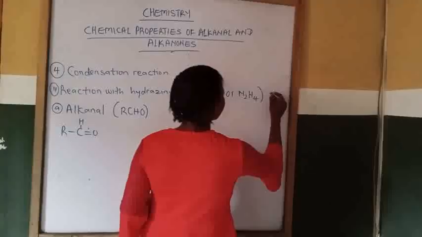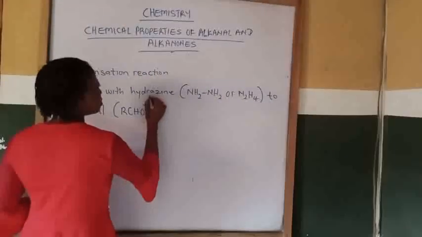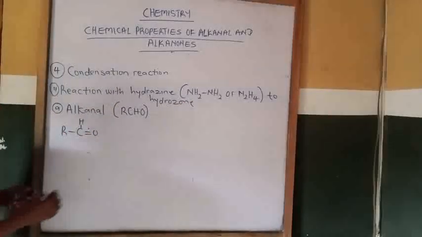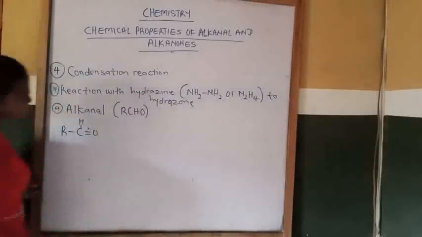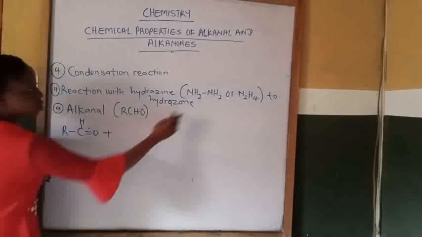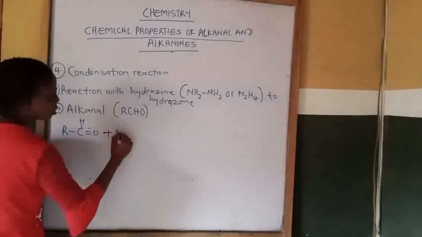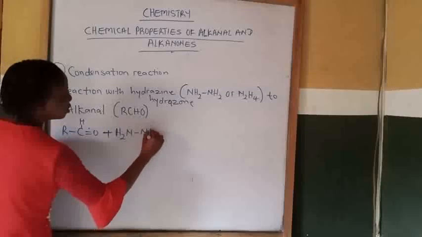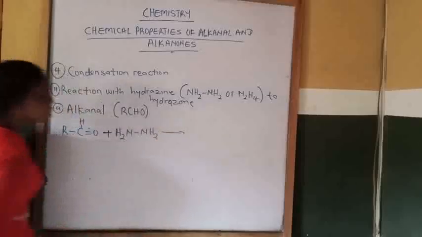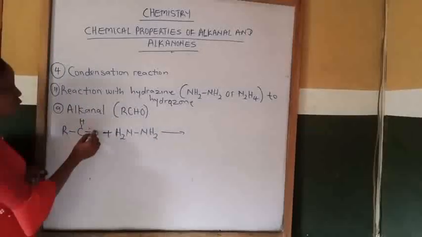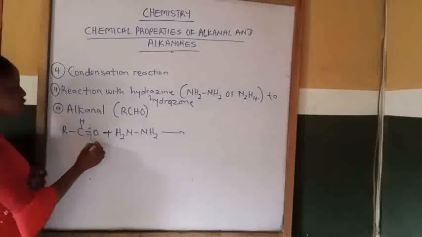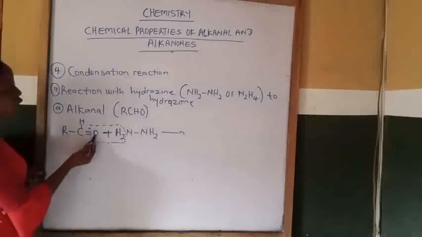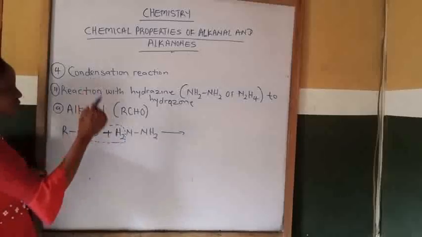When alkanal and alkanone react with hydrazine, they form hydrazone. Now plus your hydrazine, H2N, NH2. Then there will be elimination of water molecule. Let's eliminate one molecule of water. So oxygen and hydrogen will give us the water molecule.